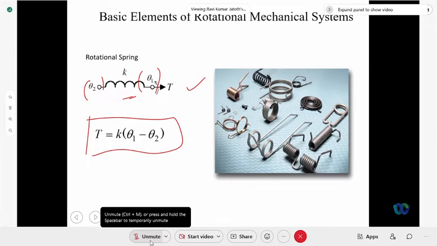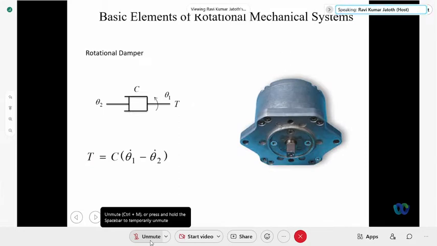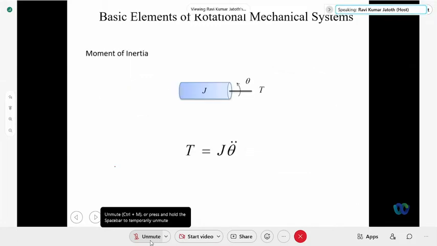Yes. Okay, good, sir. So this is the rotational spring. Similarly, you have the rotational damper, which is also the same. T is proportional to d by dt of theta 1 minus theta 2, so it is B, the frictional coefficient, into theta 1 dot minus theta 2 dot. And then moment of inertia.